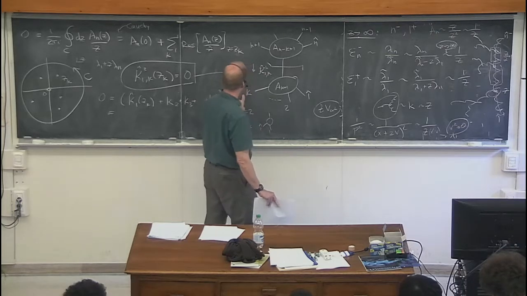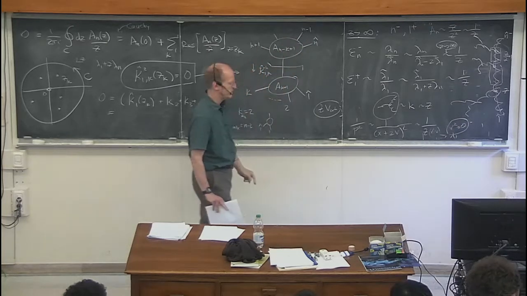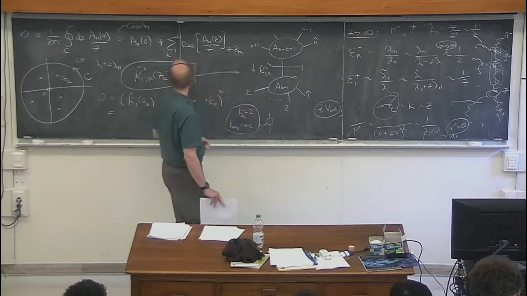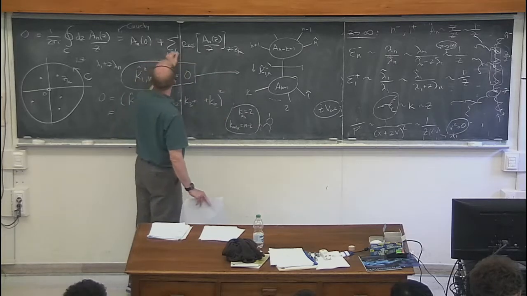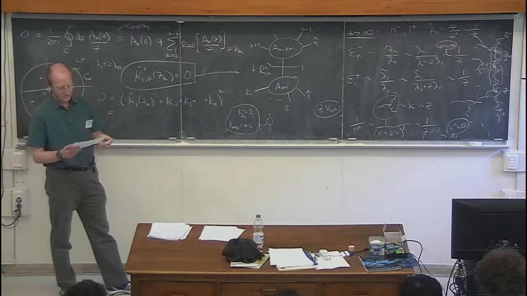If this is n minus 2, then you have n minus 1 and n on the top. You have a 3-point amplitude on the top. So that's the, I should just write it here. Okay? Good question.